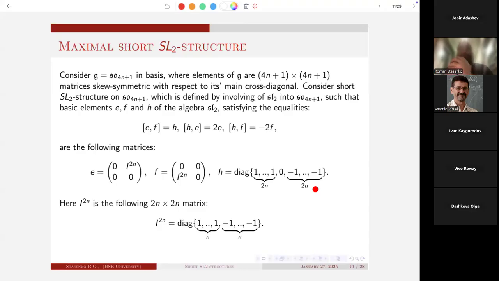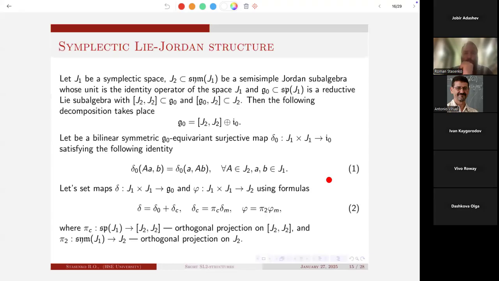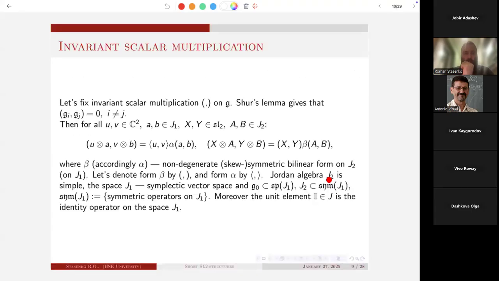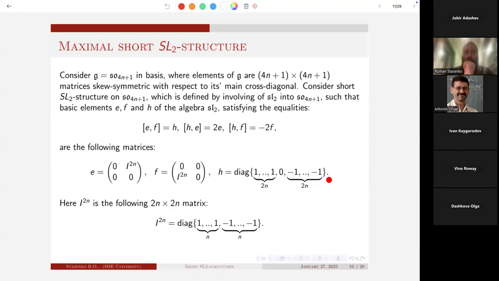So now let us introduce some example of the short SL2 structure. If we consider for the algebra G the algebra of skew symmetric operators of order 4, 1 plus 1, in the basis where the elements of G are matrices of order 4, 1 plus 1 symmetric with respect to its main cross diagonal.